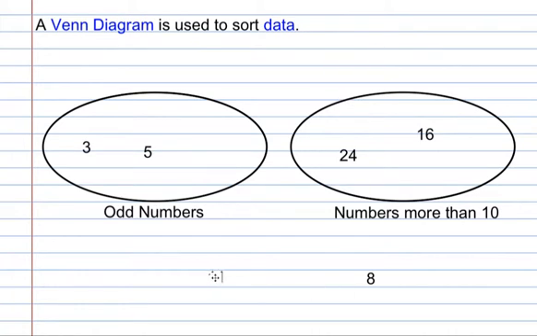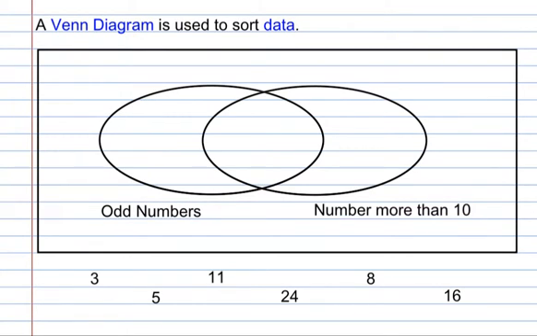Now the number 11 is an odd number, but it's also more than 10. So where would you put it? Is it in here or is it in there? And then the number 8, it's neither odd nor more than 10, so that wouldn't really go into either circle. So the number 11 kind of goes into both, and yet the number 8 doesn't go into either. So the question is, what happens now, and how do we use our Venn diagrams to show this?